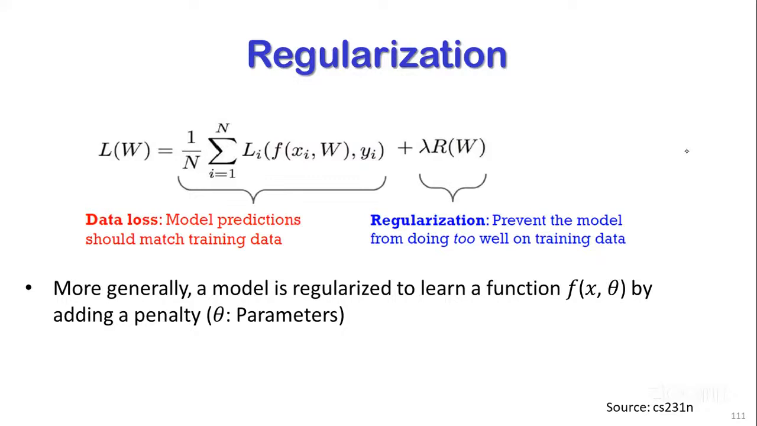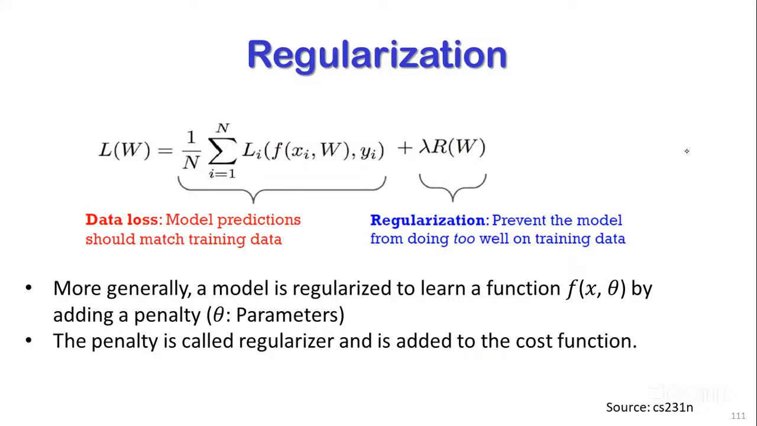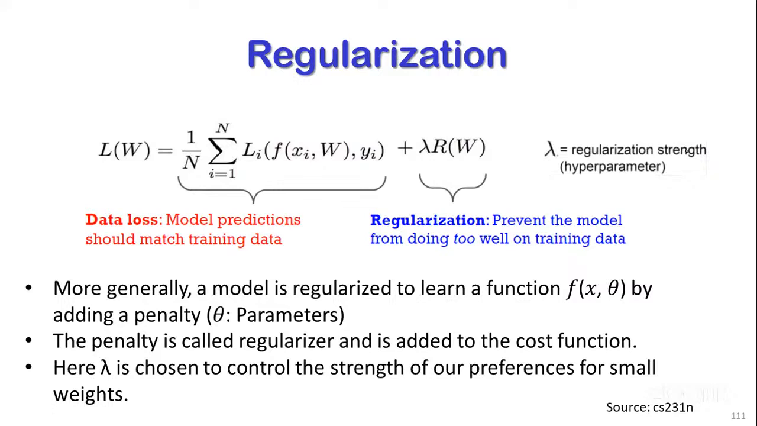So we want to avoid this, and for this learning we have added a term that is nothing but a penalty actually. We are imposing a penalty, and this penalty is called the regularizer, which we are adding to the cost function. Remember the picture I showed you with lambda; this is that lambda. Lambda is nothing but the regularization strength. We choose this lambda to control the strength of our preference for small weights, right?